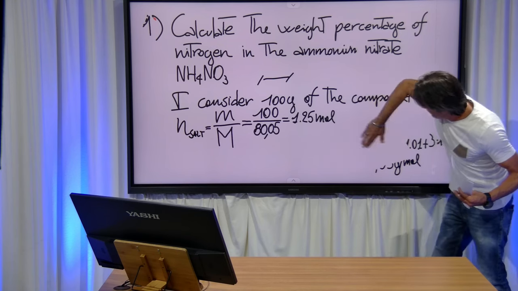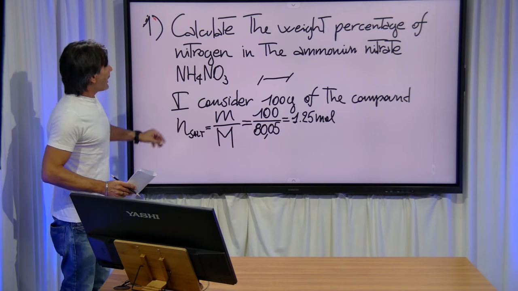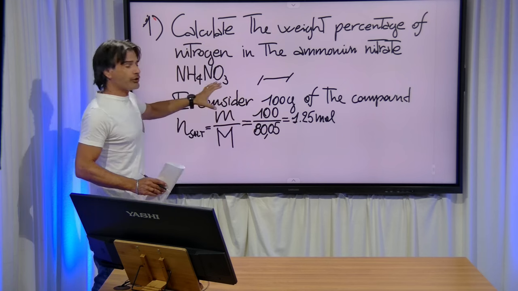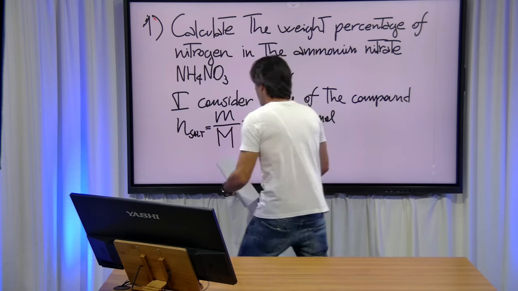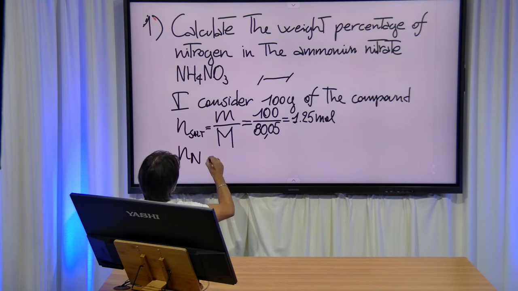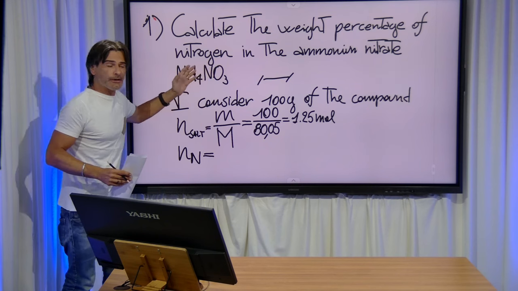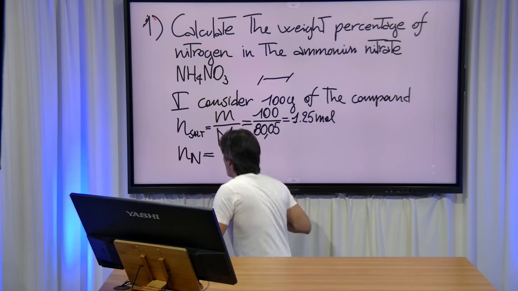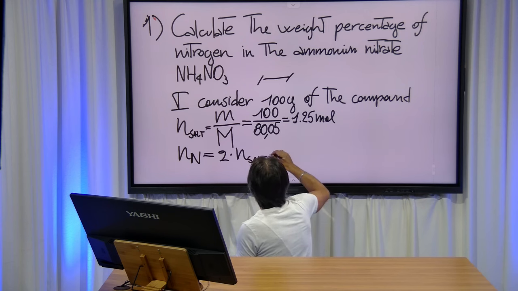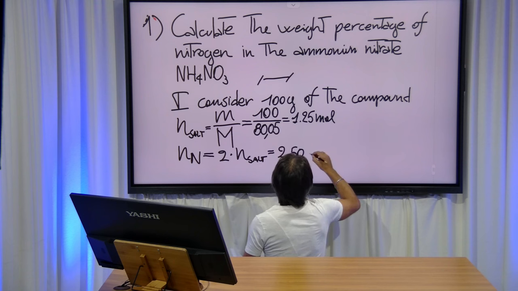I think now I can erase here. I'm searching for the percentage of nitrogen. So from this value I can calculate the moles of nitrogen contained in the compound. Precisely, the moles of nitrogen equal to, there are two atoms of nitrogen in a unit of formula of this compound. So I can write that the moles of nitrogen are 2 times the moles of the salt. Equal to 2.50 mole.